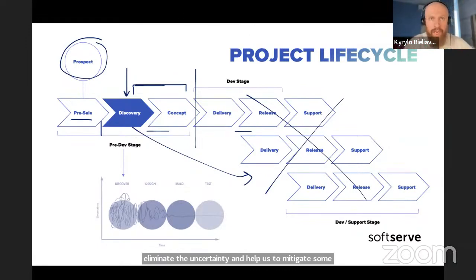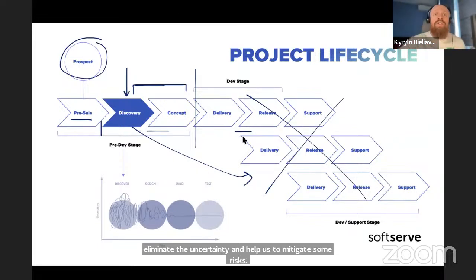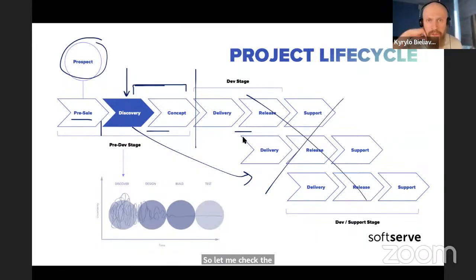So let me check the Q&A box at this point, and we have a question from Pablo there. Is there any difference in discovery for a 10-year monolithic product and for a startup?